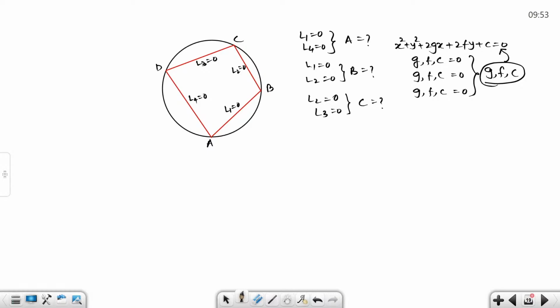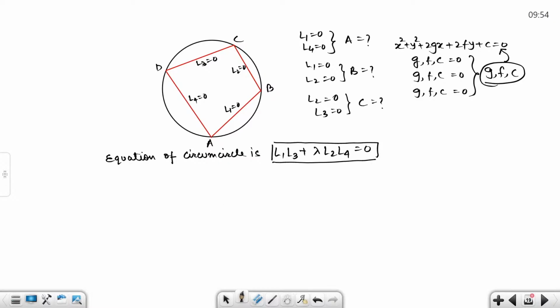But again, if we try to do it by the method we have just learned, let us say the equation of the circumcircle is L1 L3 plus lambda times L2 L4 equals 0. And I'm saying that the equation of the circumcircle will be this.